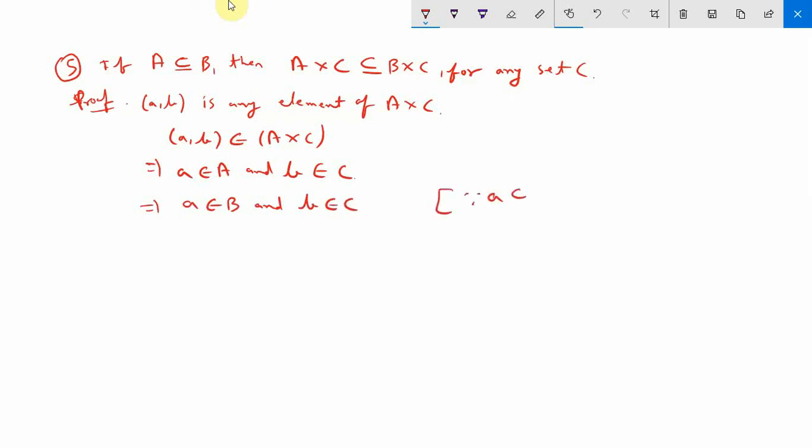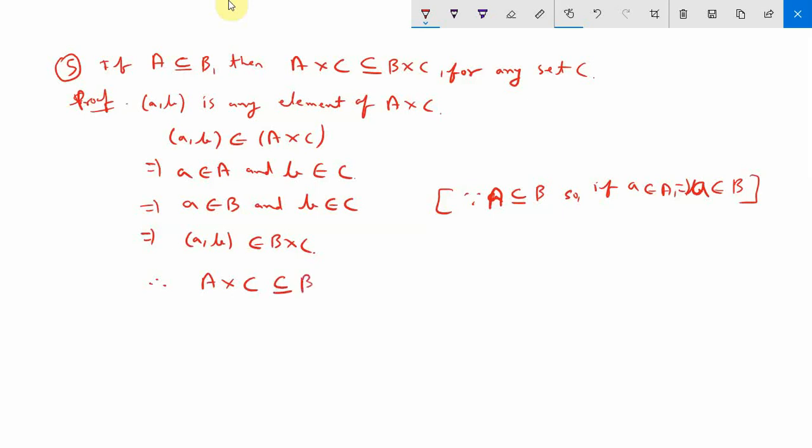Since A is a subset of B, if a is an element of A, it implies a is an element of B also. Okay, so from this we get (a, b) is an element of B × C. Therefore, we can write A × C is a subset of B × C.